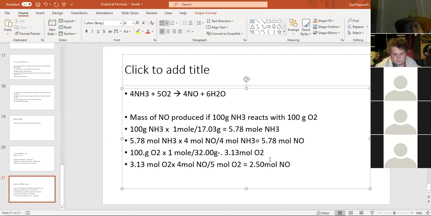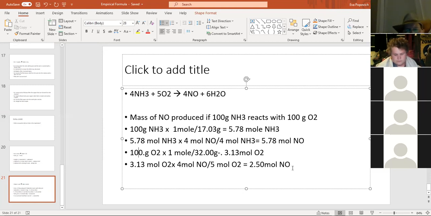Oxygen. 2.5. I heard Mariah say oxygen. Ali, did you say something? I was saying the 2.5 moles of NO. So my limiting reagent is the oxygen, and it only produced 2.50 moles.